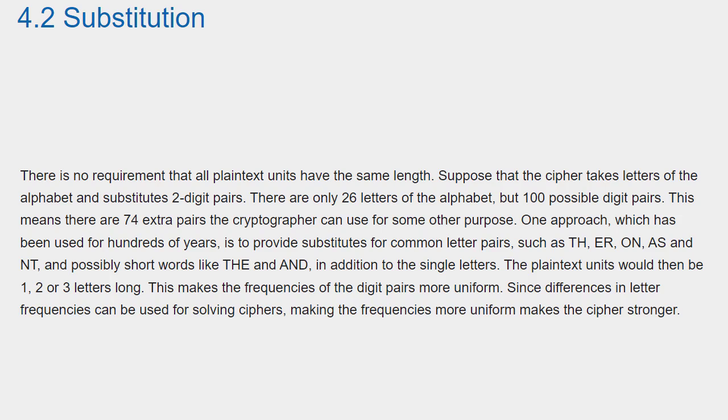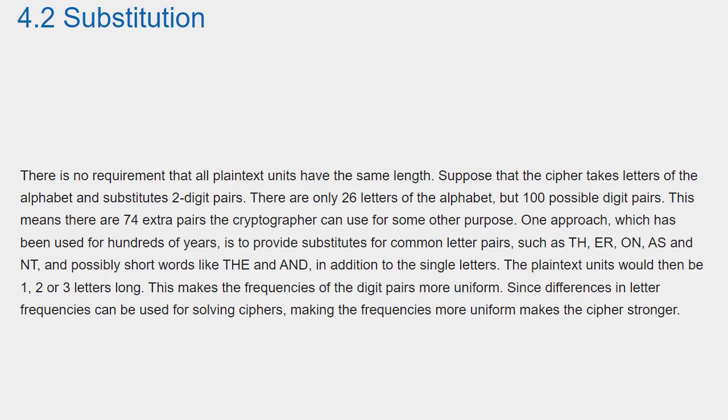There are only 26 letters of the alphabet, but 100 possible digit pairs. This means there are 74 extra pairs the cryptographer can use for some other purpose. One approach, which has been used for hundreds of years, is to provide substitutes for common letter pairs such as TH, ER, ON, AS, and NT, and possibly short words like "the" and "and," in addition to the single letters.